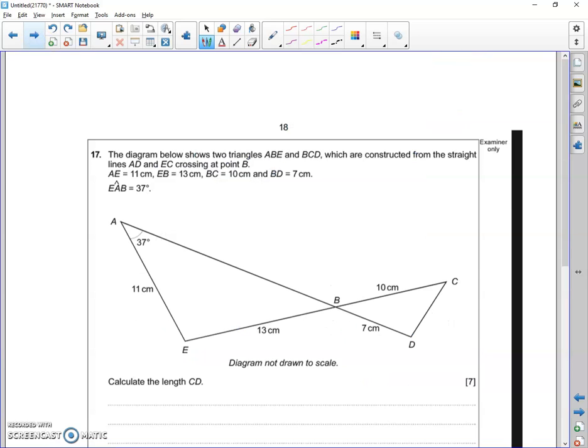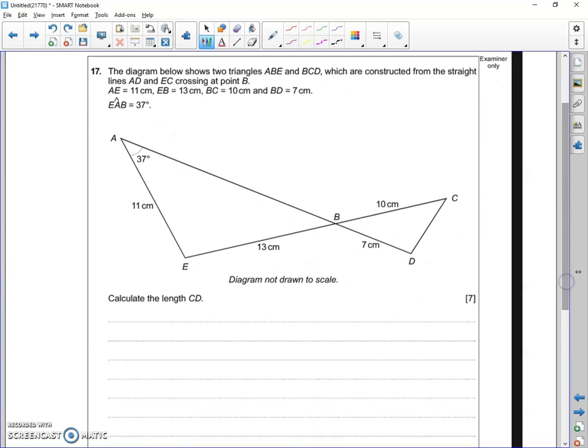Question 17. We're at the back end of the paper. We've got triangles. They're not right angles. This is going to be sine and cosine rule. And you've just got to look at what you've got, really. For the cosine rule, you either need two sides and the angle in between, or, for the rearranged cosine rule, 3 sides. We don't have any of those, so it's probably a sine rule question to begin with.